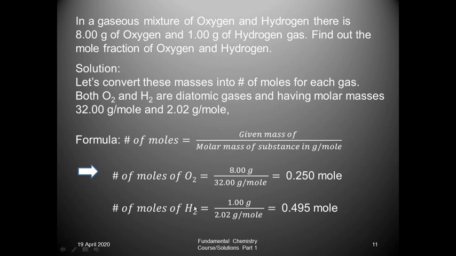Then number of moles of H2 equals 1 gram upon the molar mass of H2. Don't get confused that here we have used two different numbers, they are respective molar masses, otherwise you may add them or do something wrong. So understand properly that the mass of that gas goes on top and its molar mass is the divisor, always. This is how we get number of moles. Okay, now see the numbers. Here number of moles of oxygen is 0.250, but number of moles of hydrogen is 0.495 moles.